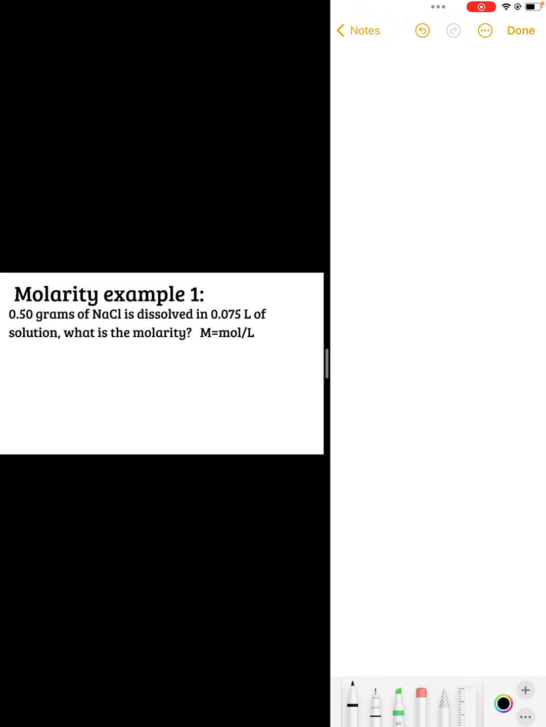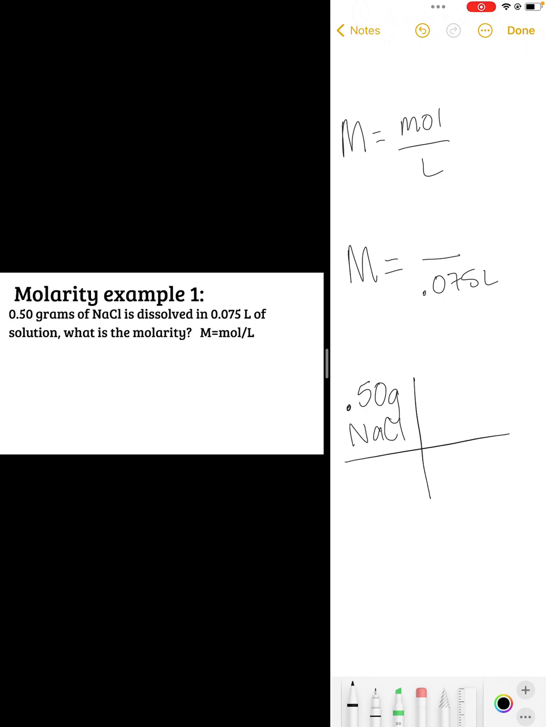This says I have 0.5 grams of salt dissolved in 0.075 liters of solution. We're trying to figure out the concentration or the molarity. So again, molarity is equal to moles over liters. So right now I have 0.075 liters, but I do not have moles. I do have grams. So I can convert this grams of salt into moles by setting up a T-chart.